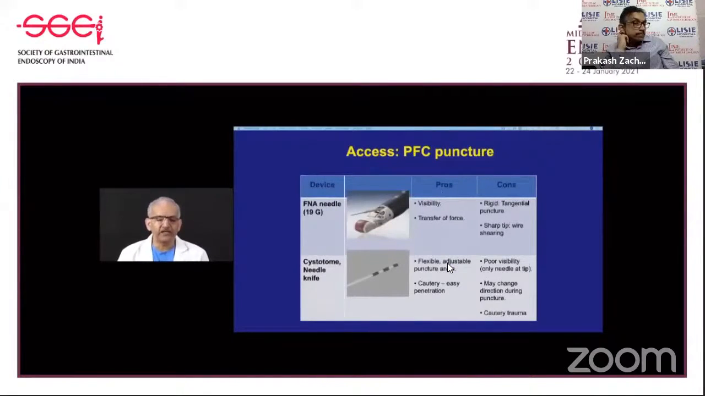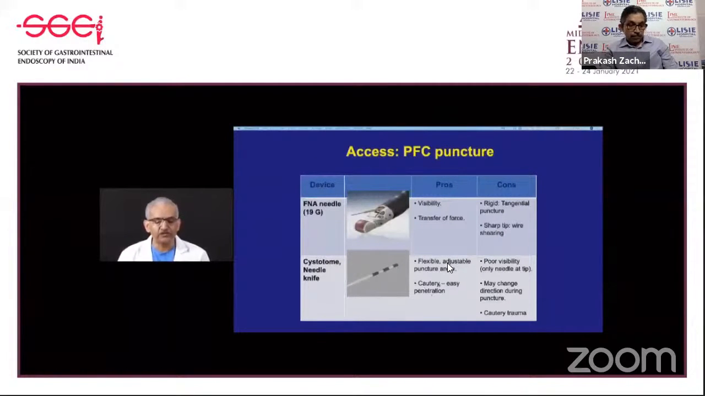So if you see, the devices for access are needle or cystotome or needle knife. These are the current requiring devices, and these are mechanical needle type devices. The advantage is that it is visible. You can easily transmit your force from the handle to the tip. But the downside is it's rigid and sometimes it gives a tangential puncture. There can be shear of the wire.